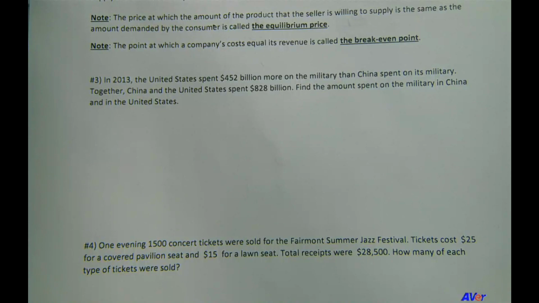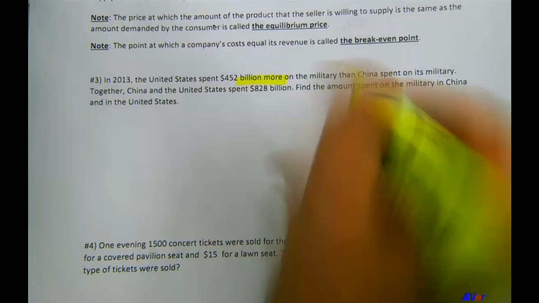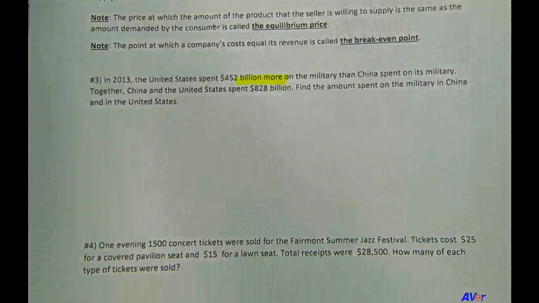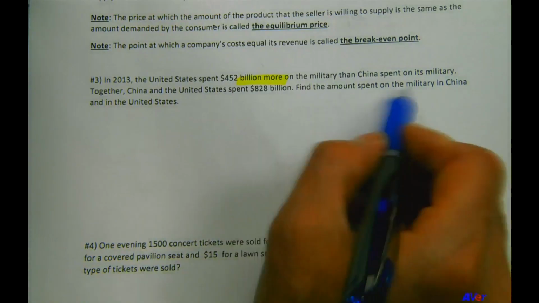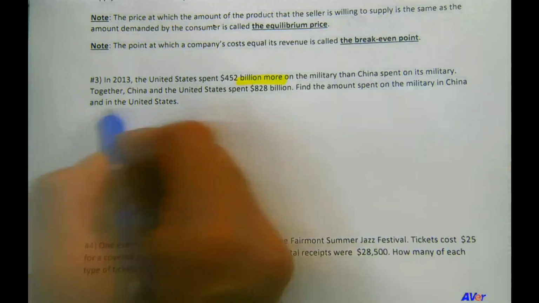So in 2013, the United States spent $452 billion more. The key word is more, not 452 billion, but 452 billion more on the military than China spent on its military. Together, China and the United States spent 828 billion. Find the amount spent on the military in China and the United States. So let's assign variables to the things they want us to find out, the amount spent on the military in China and the United States.